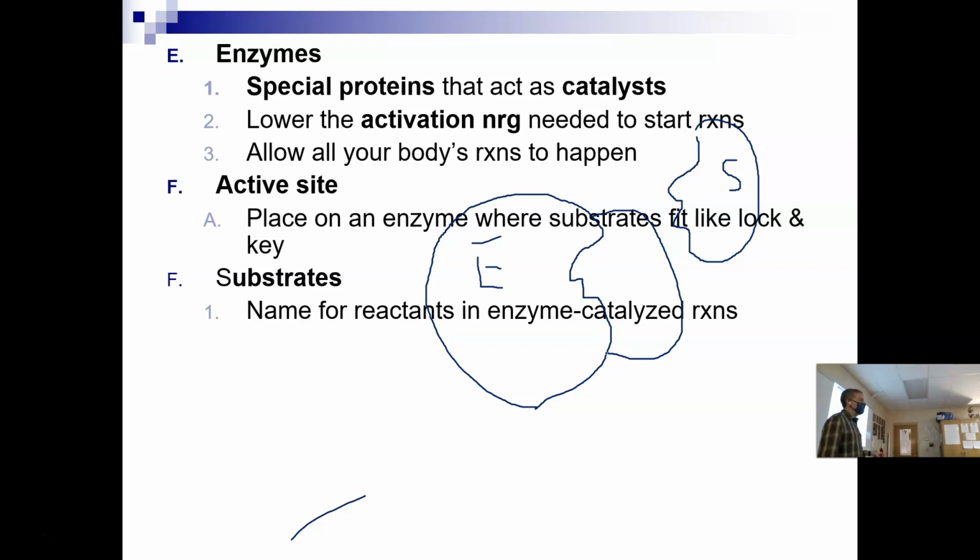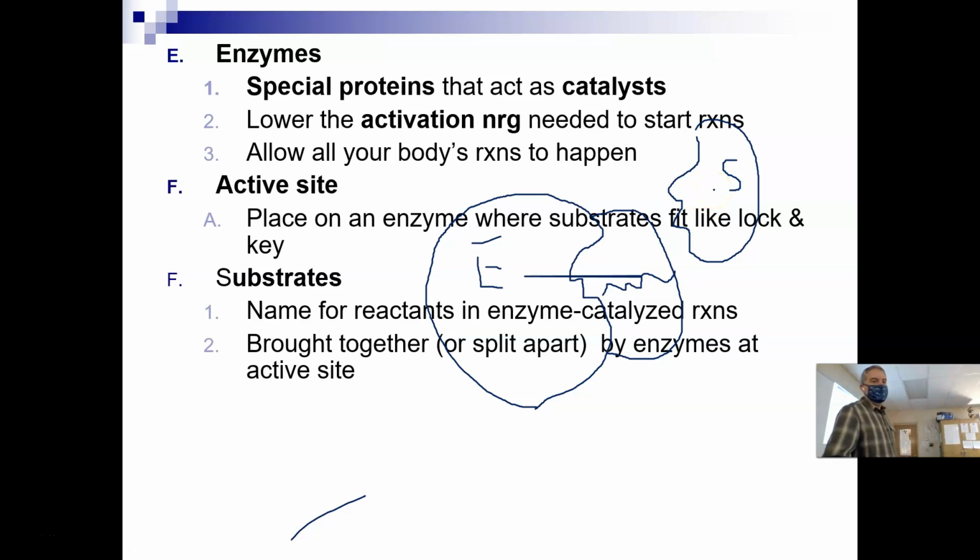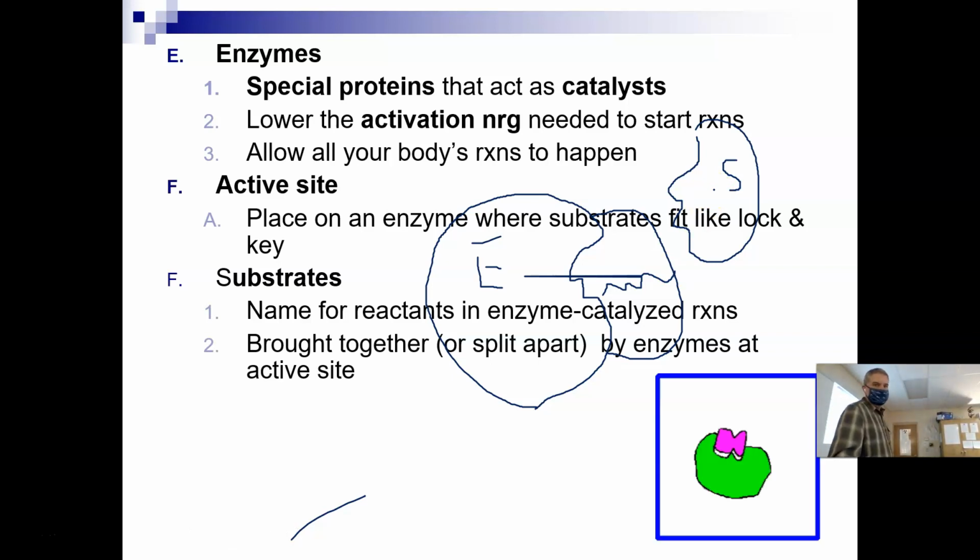If it's a bond breaking reaction, fitting into that active site will just kind of stress the bonds in the substrate just right so that it cracks in half into two pieces. If it's the opposite, if it's a bond-forming reaction, the two pieces will float into the active site, and it'll stress those and smush them together just right so they form bonds. Okay, so they get brought together, these substrates, or split apart by the enzymes at the active site.